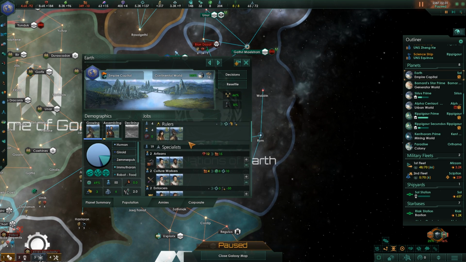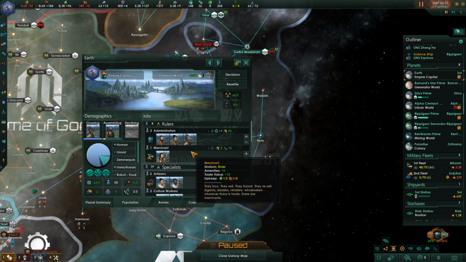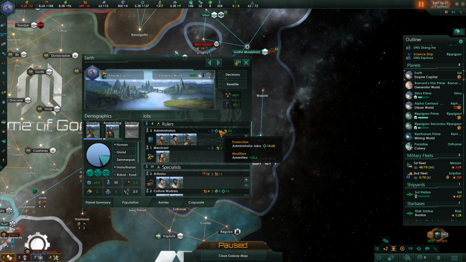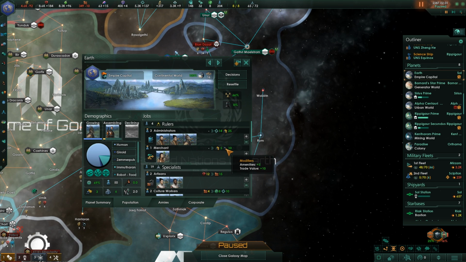At the top, of course, we have our rulers. Our rulers are our administrators, merchants, and other variables, and they produce large amounts of unity, amenities, as well as some trade value in the merchant category.